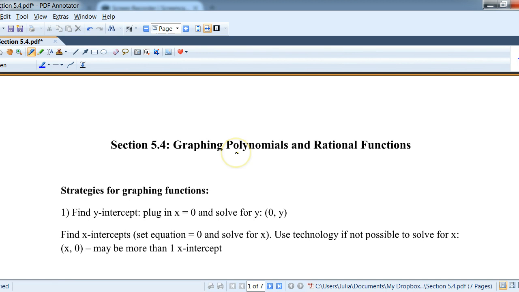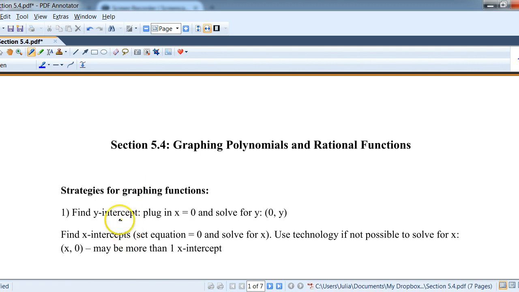So how do we graph polynomials and rational functions using calculus? This is actually a section where we'll put everything that we've learned so far together, and you'll see even some aspects from previous courses, like intercepts. And so it's a nice chapter to review everything prior to the last couple of sections.